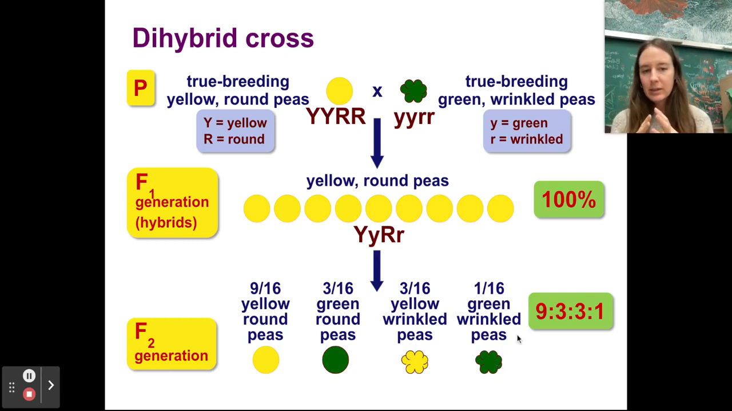Now, he distilled that into a ratio of 9 to 3 to 3 to 1. Why are there 4 parts of this ratio here? Well, it's because you're looking at 4 different things. You could either have round and yellow, green and round, yellow and wrinkled, or wrinkled and green. So whenever you're making these ratios, think about how many total phenotypes you can see, right? There's 4 total phenotypes here.